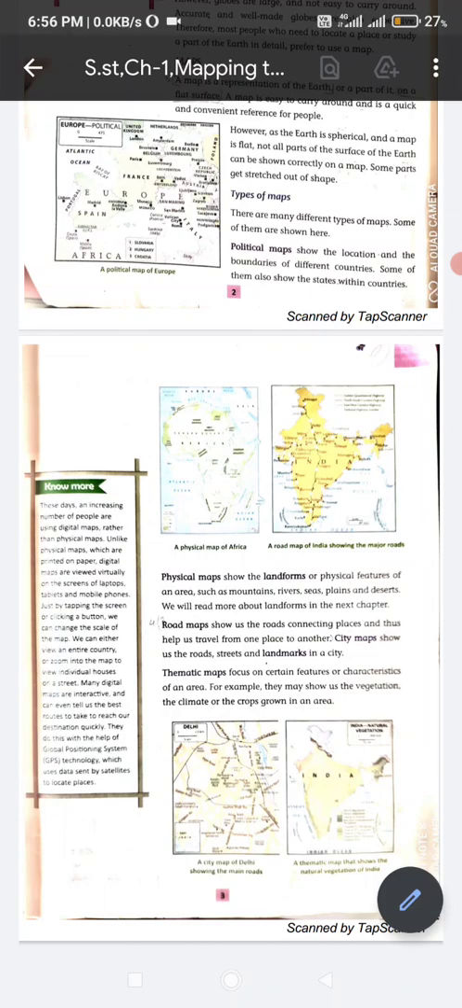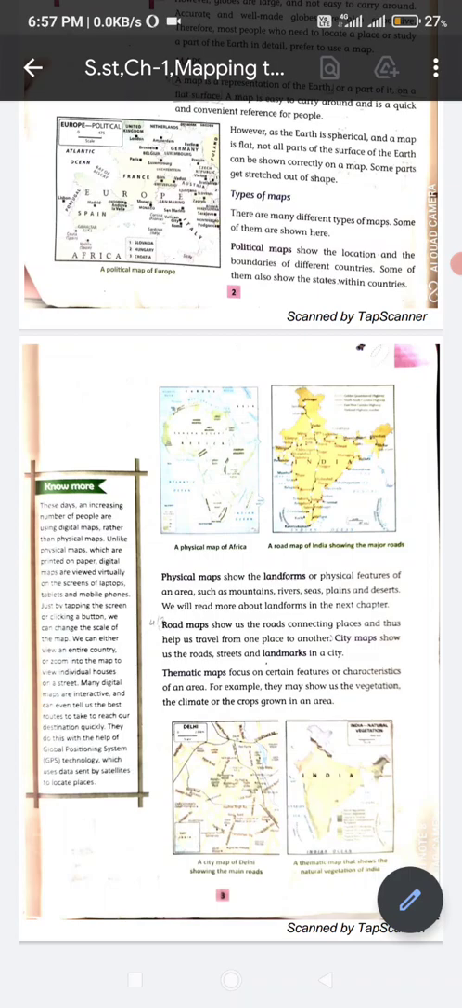Second is orientation. It tells you where the 4 cardinal directions are on the map. With the help of orientation we are able to know the main 4 cardinal directions on a map.